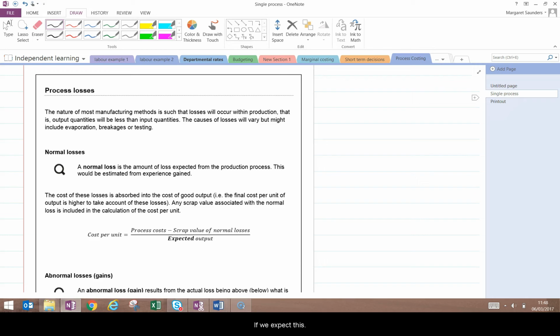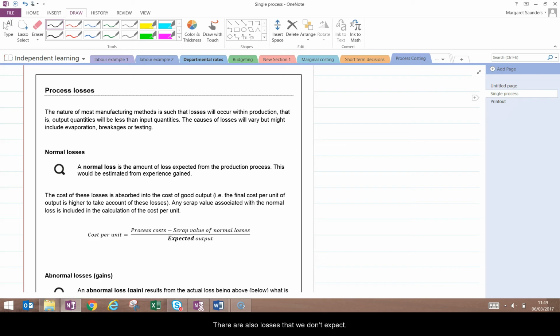If we expect this, then that's known as a normal loss. So it's the loss that we expect from the production process. This could be because we've drawn off some of our product to inspect it or to test it for quality. It could be, in the case of something like chocolate, where the liquid chocolate is poured into the moulds, we maybe lose some of that liquid chocolate due to dripping, or simply that some of it remains within the mixing bowl.